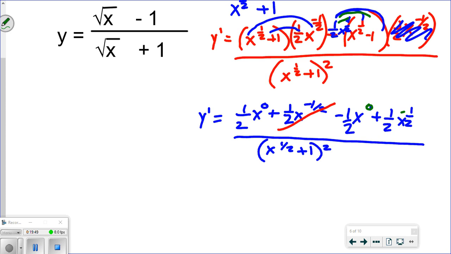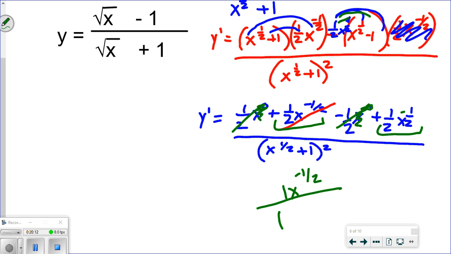So we have really x to the 0 isn't there, and x to the 0 isn't there. And then we have a 1/2 and a negative 1/2 that's not there. Here we have 1/2 x to the negative 1/2 plus 1/2 x to the negative 1/2. So that's 1 x to the negative 1/2. And we draw a line. We have x to the 1/2 plus 1 squared.